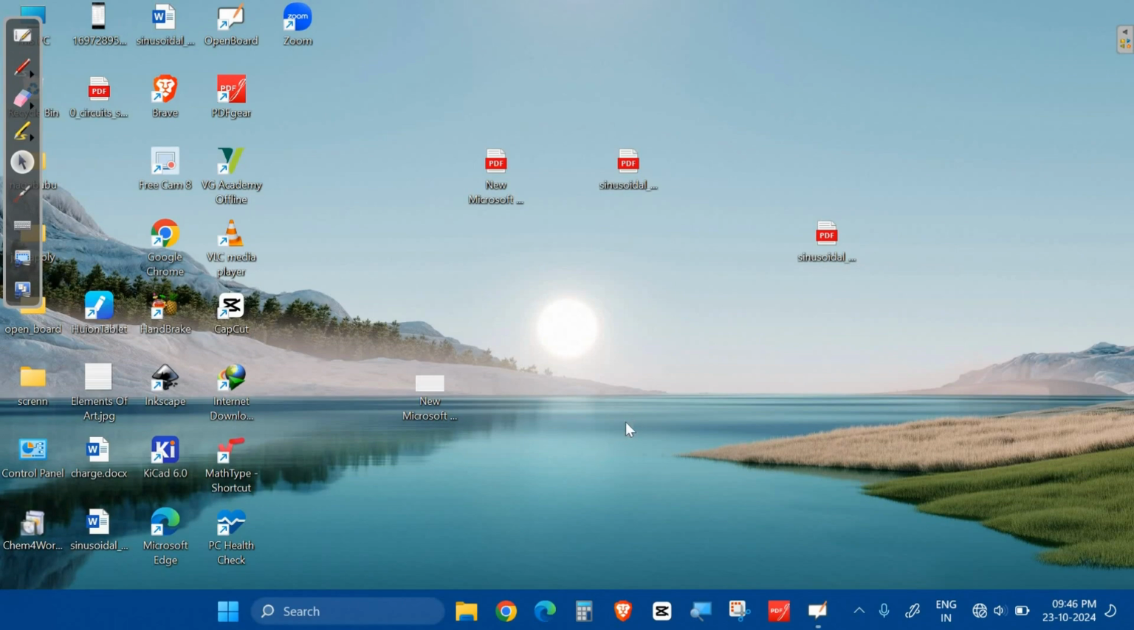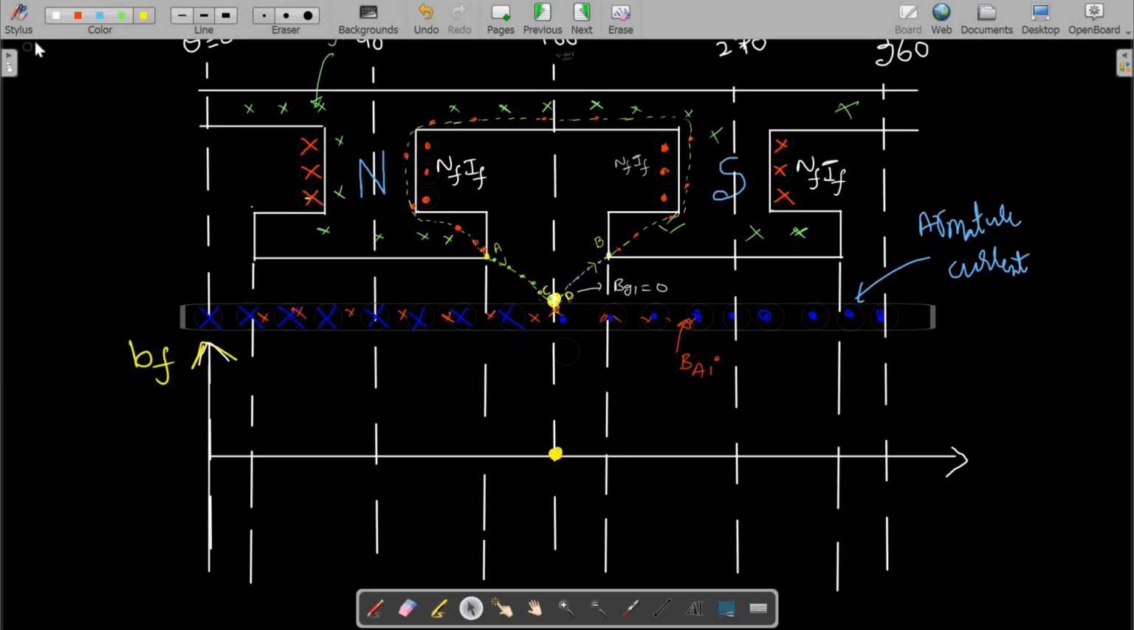In the last class, we have seen the derivation about this green line, and we have obtained that at the q-axis the flux density value is 0 here, on the surface of the armature iron. We have got that flux density value as 0.